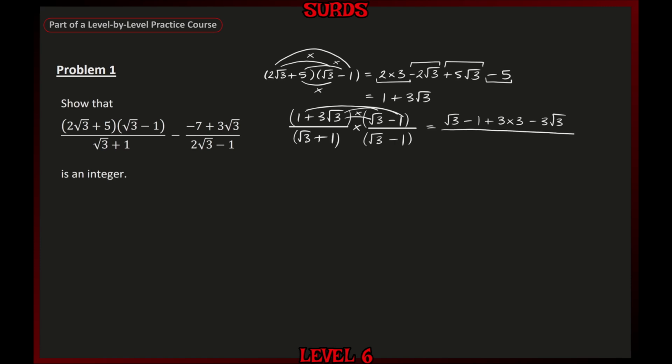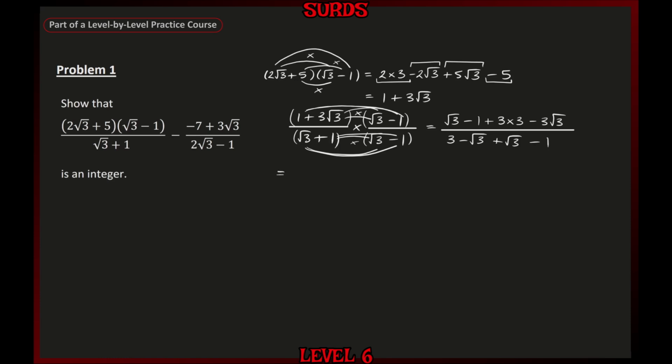In the denominator, we can multiply it in a very similar way. So we have root 3 times root 3 is 3. Root 3 times minus 1 is minus root 3. 1 times root 3 gives us plus root 3. And finally, 1 times minus 1 is minus 1. And we continue to simplify in both the numerator and the denominator.